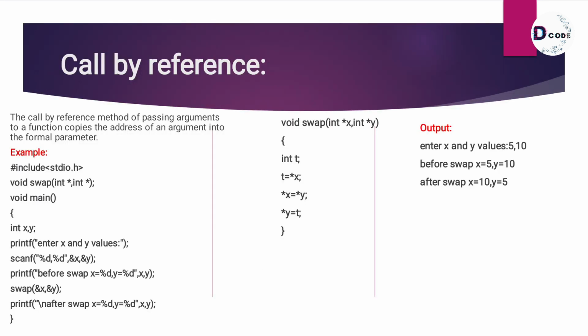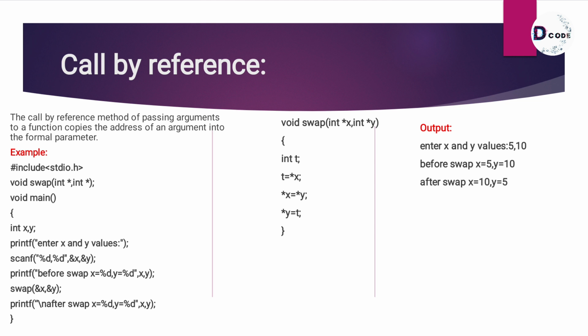Now we will talk about call by reference. In call by reference, pointers come into the picture. A pointer is a variable which stores the address of another variable. In call by reference, the values of actual parameters are referred to the same locations, so any changes made in formal parameters are reflected in actual parameters. The call by reference method of passing arguments to a function copies the address of an argument into the formal parameter. You can understand this in a better way by looking into the example.